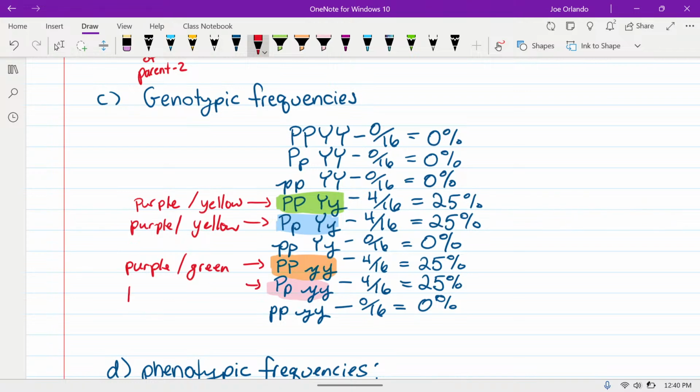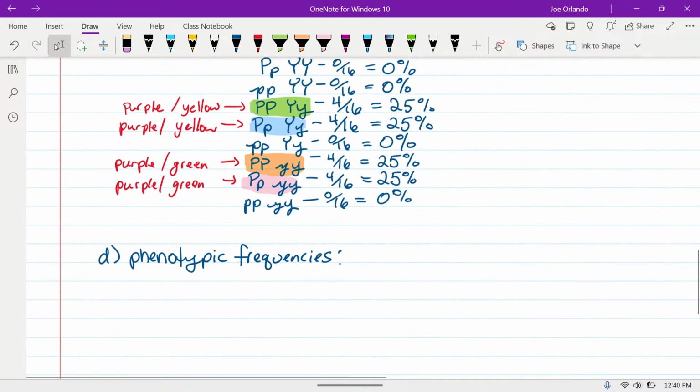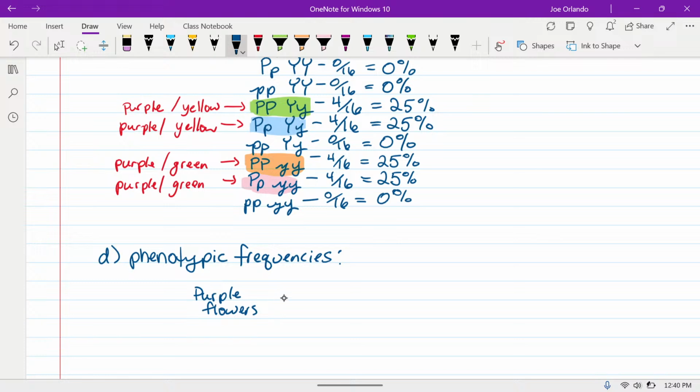And purple and green. So all together, we only have two phenotypes here. The first is purple flowers 100% and yellow seeds. And those would be what percentage? Well, we have to add these together, right? 4 of the 16 were this one, 4 of the 16 for that one, for a total of 8 of 16, which is 50%. Good.